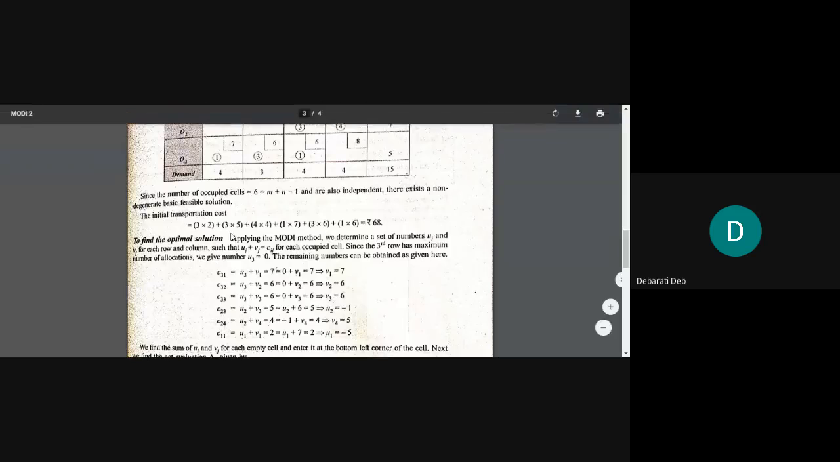Vibechana? Vibechana, are you there? Yes, ma'am. Tell me, how will you name this cell? This O3D3 cell is there. So how will you name this cell? Cost. That is 6. It's given, no? How will you write this 6? In terms of C. I don't know. Are you listening to what I am teaching? Yes, ma'am. Then why don't you know?